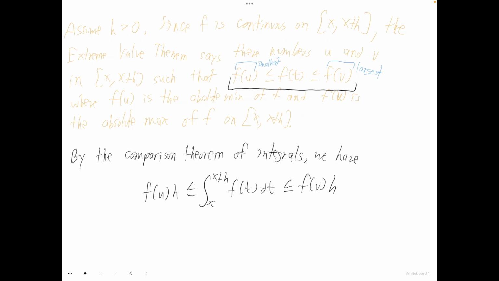We talked about this at the end of the definite integral video, so if you don't remember why this is true, you can go back there. But the idea is that f of u times h is equal to the integral from x to x plus h of f of u dt, and f of v times h is equal to the integral from x to x plus h of f of v dt. We've just taken the integral of those two constants on either side. That's where we get the formula from: the area has to be contained between these two, since the function always is.